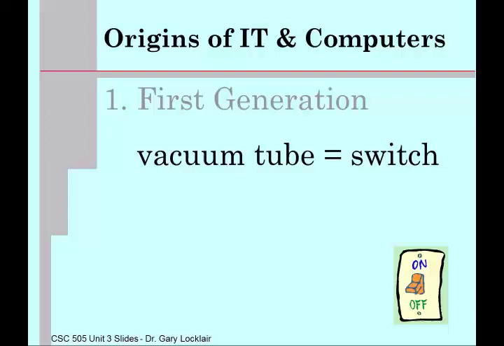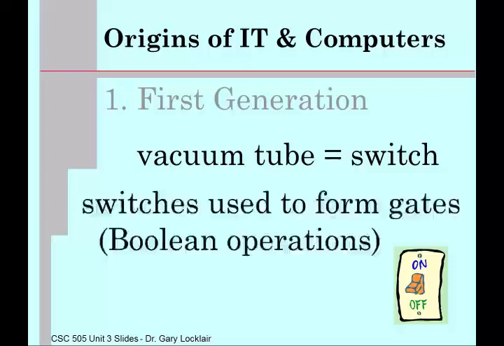Let me step ahead a little bit. All computers work via switches, even computers today. But in first generation computers, the switch was vacuum tubes. Second generation, something different. Third, something different. Fourth, something different. So it's just like on, off, right?